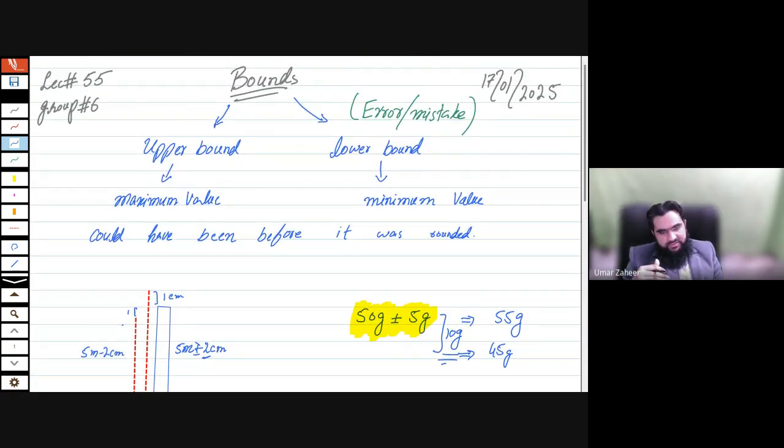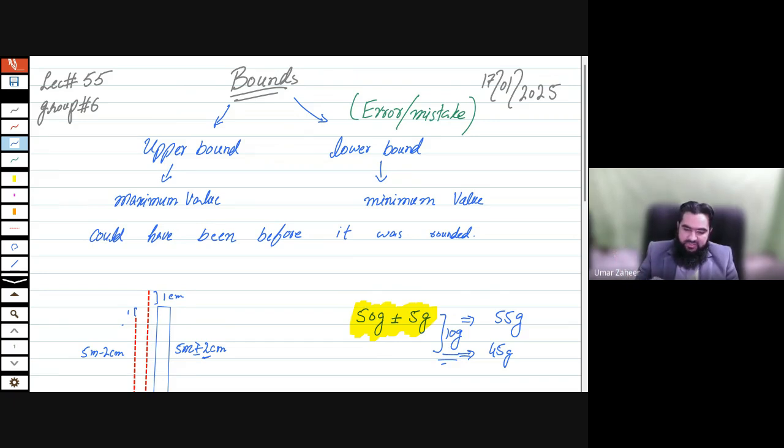Okay, now the next question: how can we find the bounds? Obviously, he is going to give you the value, accurate to 5 grams, for example. If I say it is accurate to 5 grams, you have to add 5 and subtract 5. You will get the value of the upper bound, and you will get the value of the lower bound.